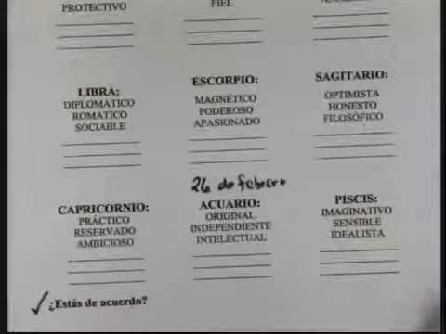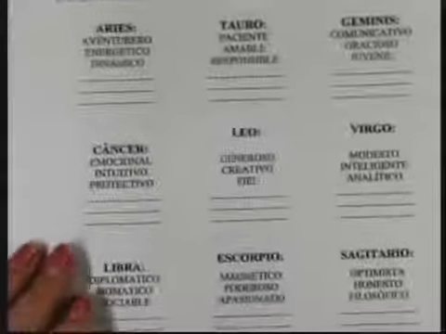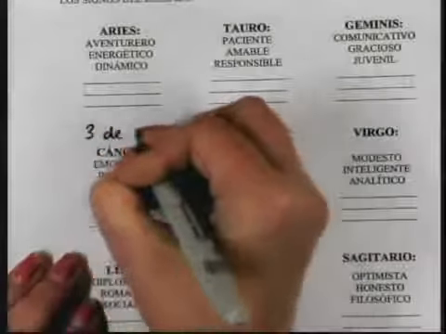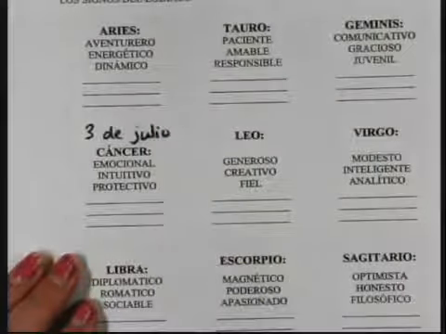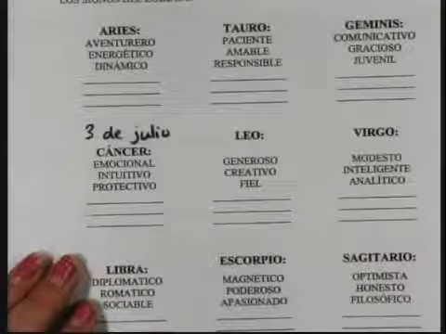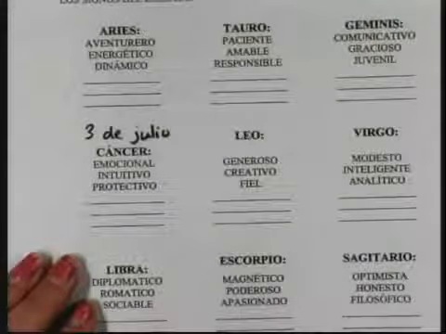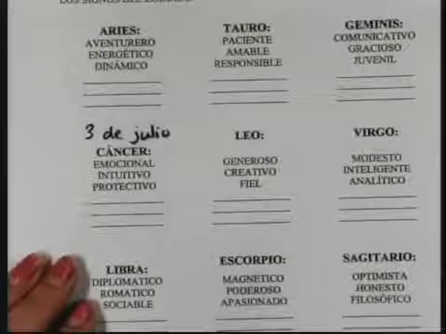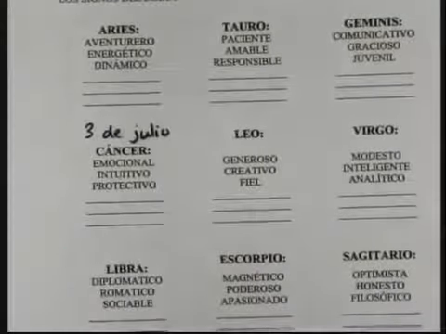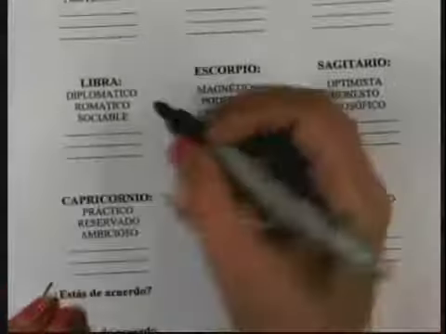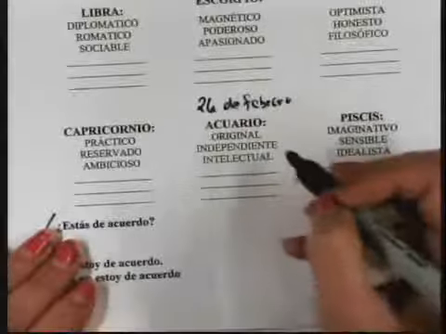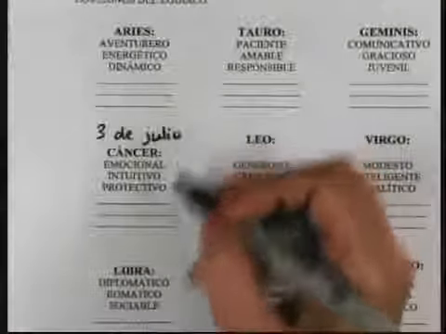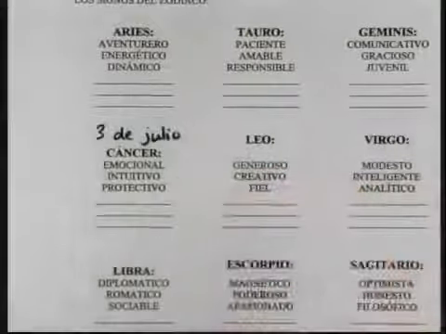Ahora, el 3 de julio. El 3 de julio es Cáncer. ¿Eres Cáncer, eres emocional, intuitivo y protectivo? ¿Sí? ¿Estás de acuerdo? Muy bien. And you can guess most of these adjectives are actually cognates, so you understand what they mean. Libra, diplomatic, romantic, sociable, original, independent, intellectual, emotional, intuitive, protective.